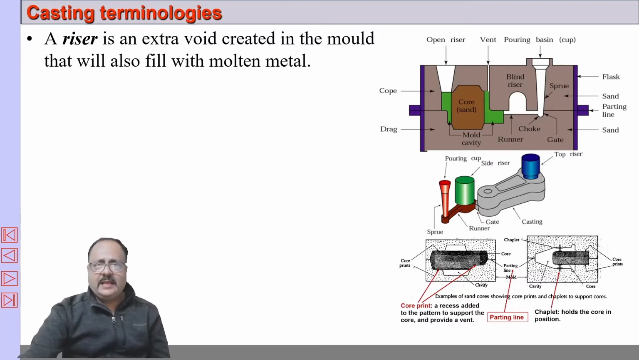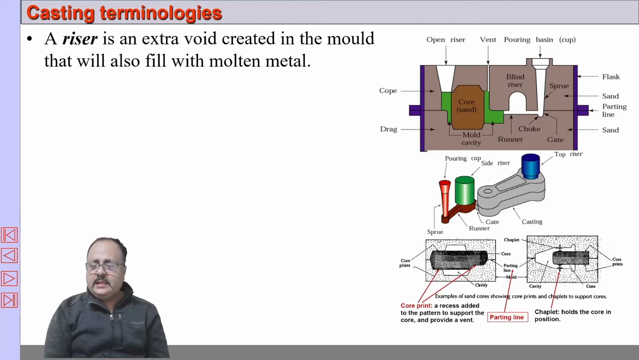So what is this riser? A riser is an extra void created in the mold which is also filled with molten metal. So here you can see through this channel liquid metal enters the mold and ultimately rises through the riser. So this extra void also will accommodate molten metal.